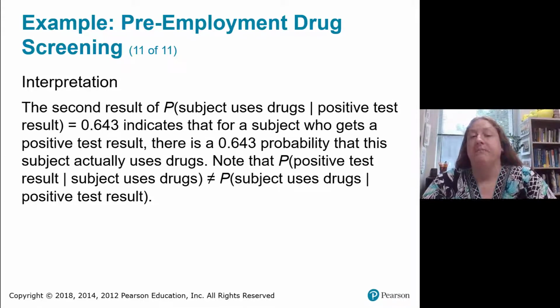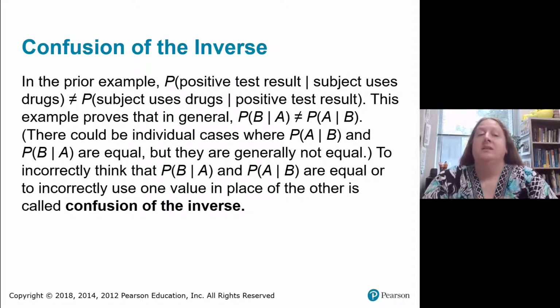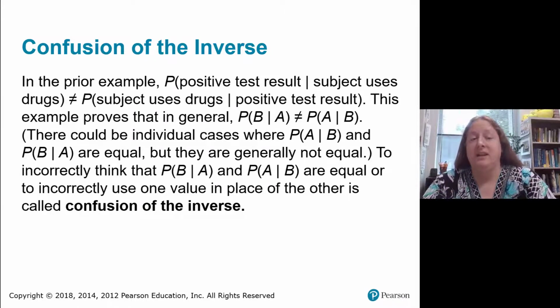Now, it's important to notice that the probability of a positive test result given that the subject uses drugs is not equal to the probability that the subject uses drugs given a positive test result. This is a common mistake for people to make, thinking that those two things must be equal. This is called the confusion of the inverse. So getting these things backwards or incorrectly thinking that you can replace one with the other because they must be equal, it's a common mistake called confusion of the inverse. Don't make that mistake.